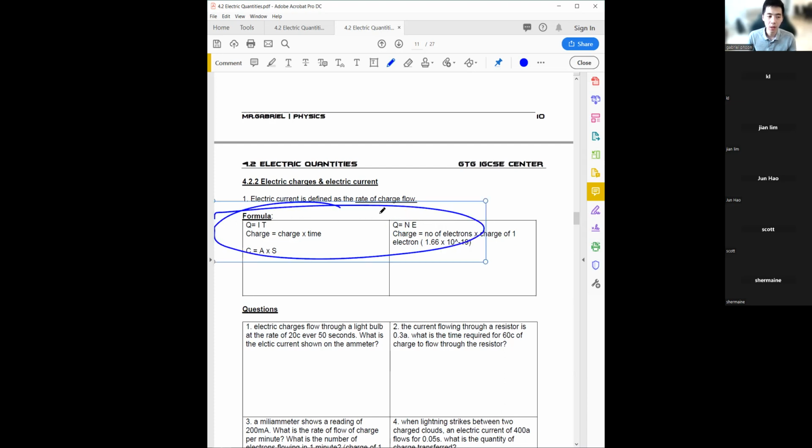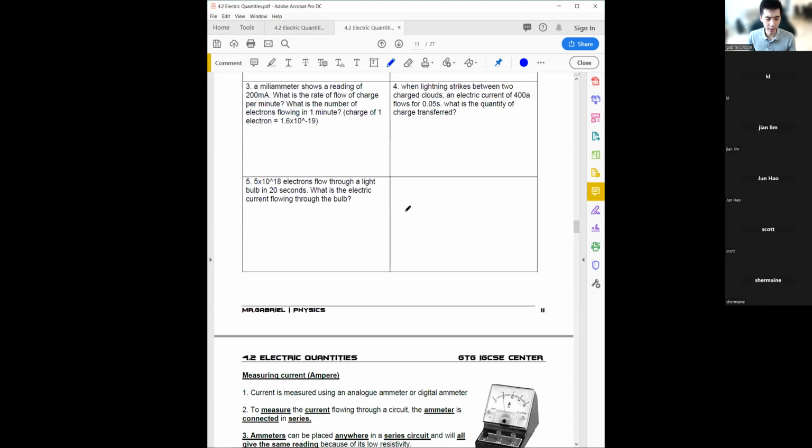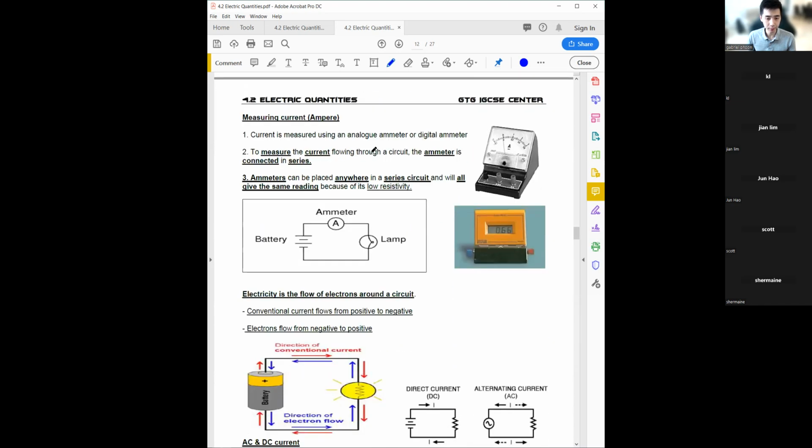These two formulas are very, very, very important. For sure, you'll see it in your paper 2, one question, right? And if you're so unlucky, you might even see this in your paper 4, right? But this formula, for sure, you need to know, right? Then after that, we also talked about the difference between an ammeter and a voltmeter.